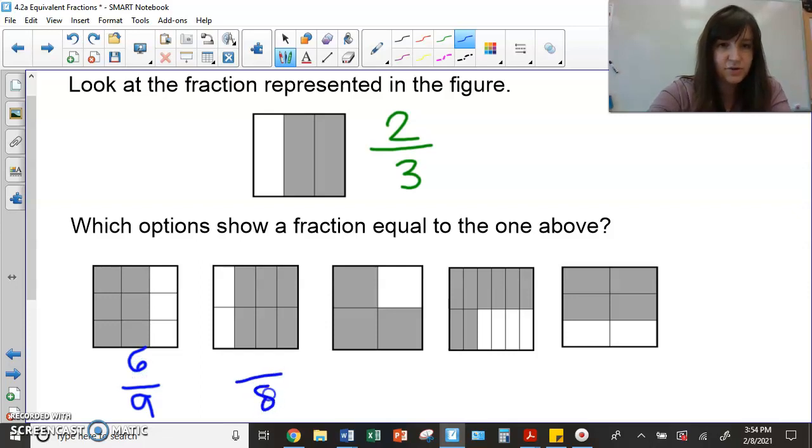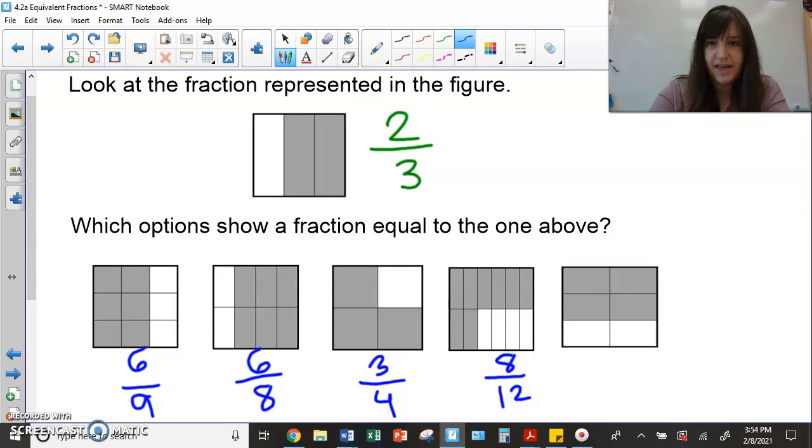Here I see 8 total parts and 6 of them shaded, so that's 6/8. Here I see 4 total parts with 3 of them shaded, so that's 3/4. Here I have 12 total parts and 8 of them are shaded. And then here I have 6 total parts and 4 of them are shaded.